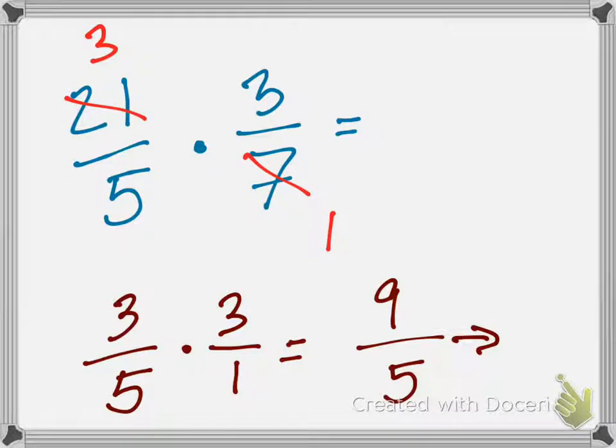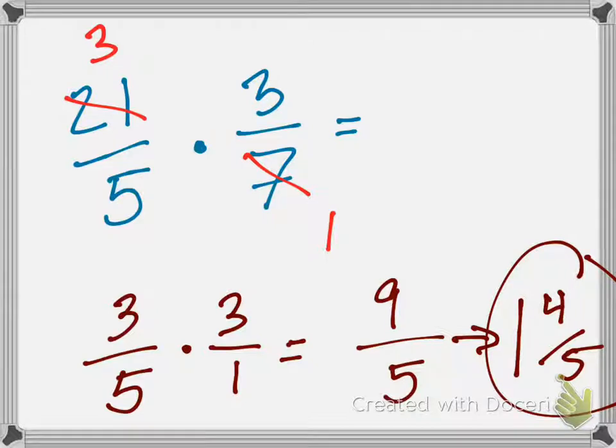How many times does 5 go into 9 without going over? Fingers up. How many times does it go in without going over? 1 time. So it becomes 1. And what's left over? That's what your answer was. What was left over, Elsie? 4/5. Awesome.